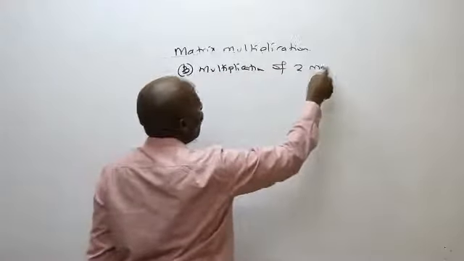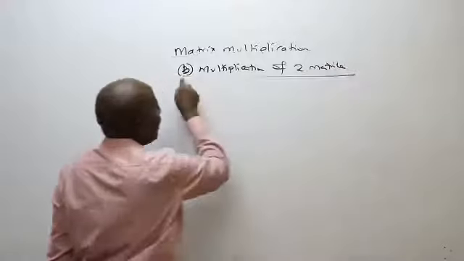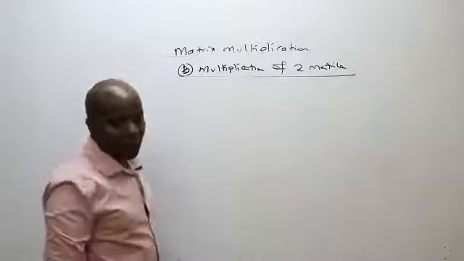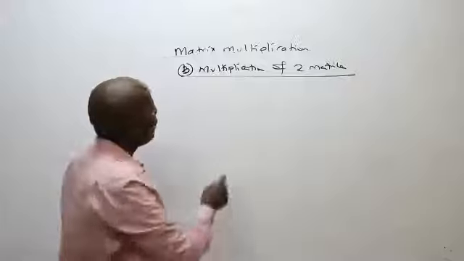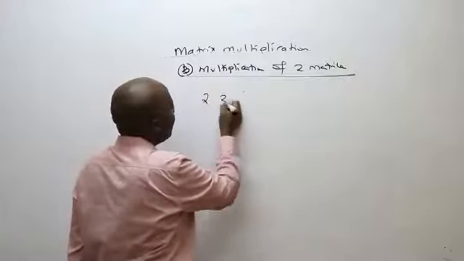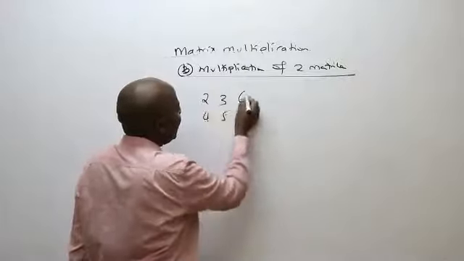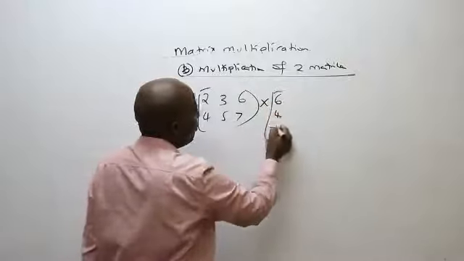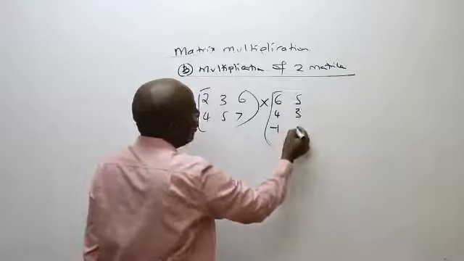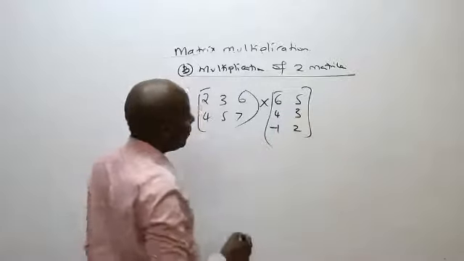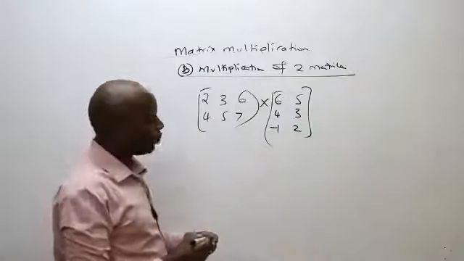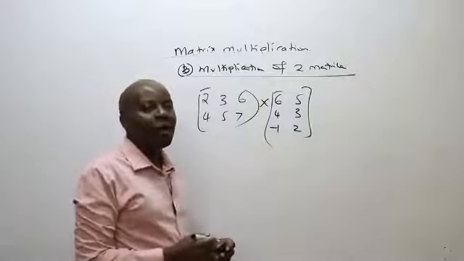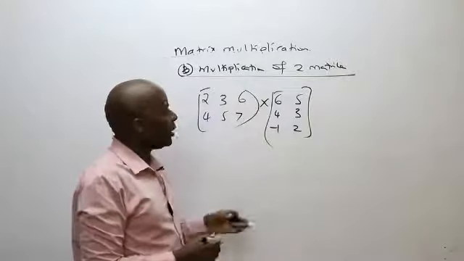The second bit of matrix multiplication, ladies and gentlemen, is what we now call multiplication of 2 matrices. So if you're given, for instance, 2, 3, 6, 4, 5, 7, and somebody tells you to multiply this with 6, 4, negative 1, 5, 3, 2, for example.